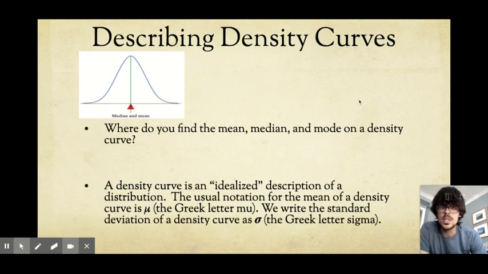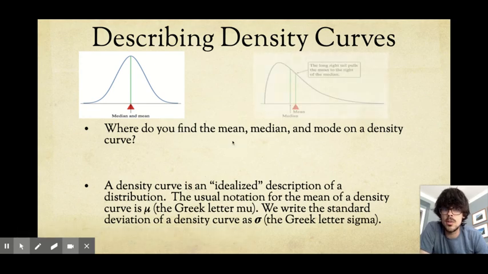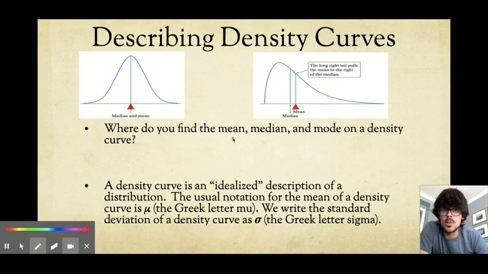Now that we understand the basics of a density curve right here, some of this on this slide right here is review. Where do you find the mean, median, mode on a density curve? So the mean, remember from last chapter, the mean from last chapter is going to be the balance point.